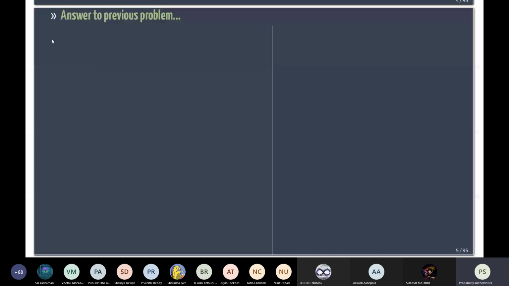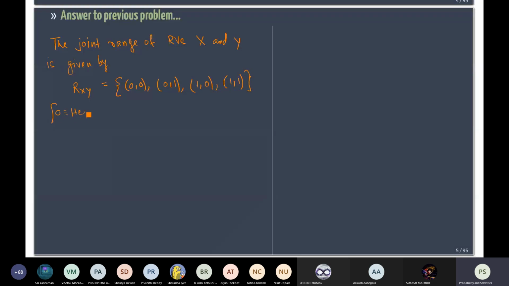So note that the joint range of random variables X and Y is given by, so let us write down the joint range. The joint range is R X Y, which is 0, 0, 0, 1, and 1, 0, and 1, 1. Okay. So here you can identify 0 as head and 1 as tail.